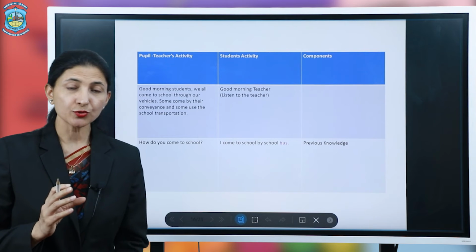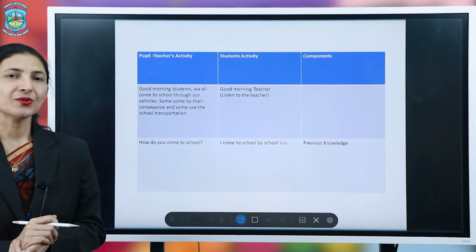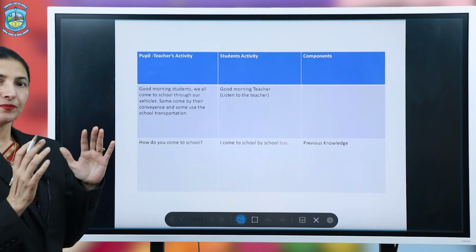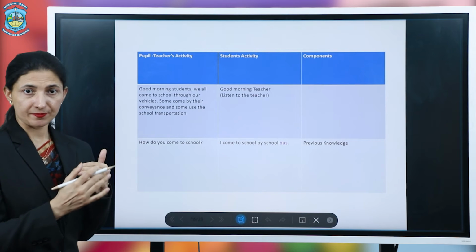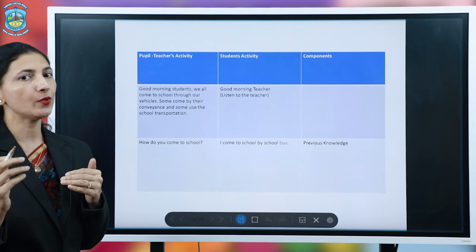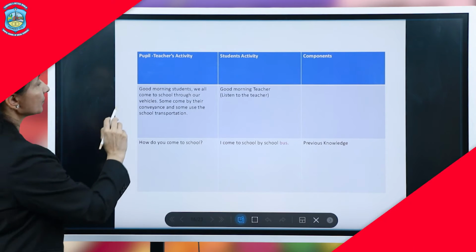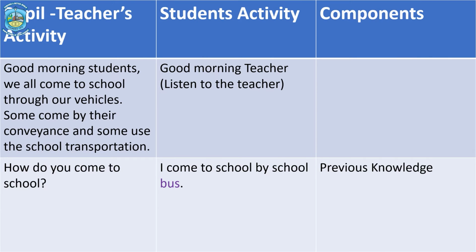So, are you ready to design your own model lesson plan? Okay. So, I believe when I'll be telling you the steps, towards the end, you will be able to design your own model lesson plan. Okay. Now, listen carefully, students. You have to make 3 columns. Column 1, column 2 and column 3.